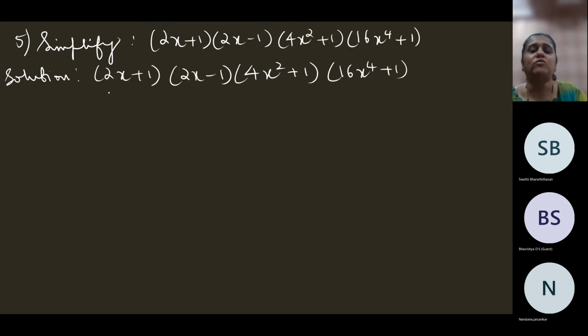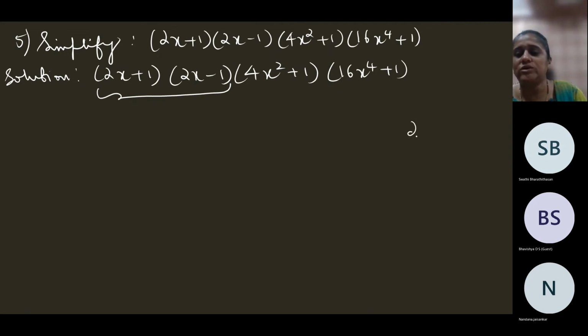Read out what you've written in your book. Explanation is not required. Just read out what you've written. Yes, ma'am. (2x minus 1)(2x plus 1) is equal to (2x) square minus 1 square, ma'am. Okay. So you must not say it like that. This is like (a plus b)(a minus b). So you're first finding the product of 2x plus 1 and 2x minus 1.